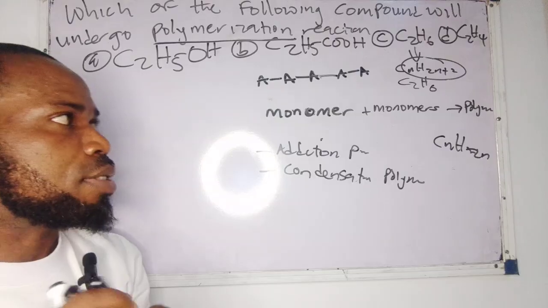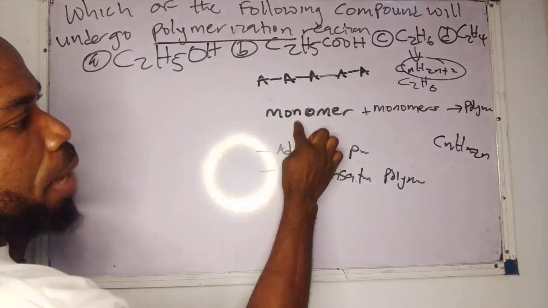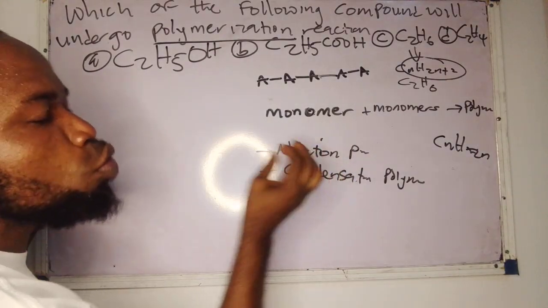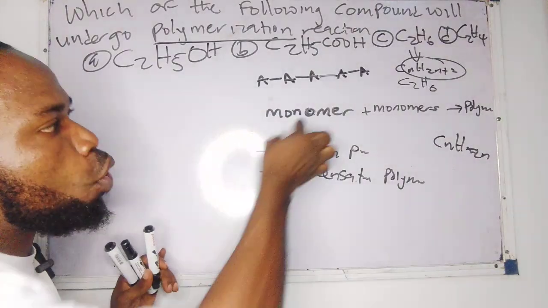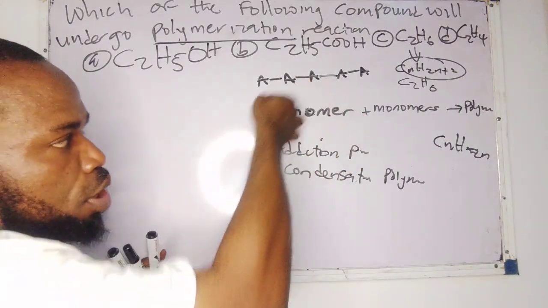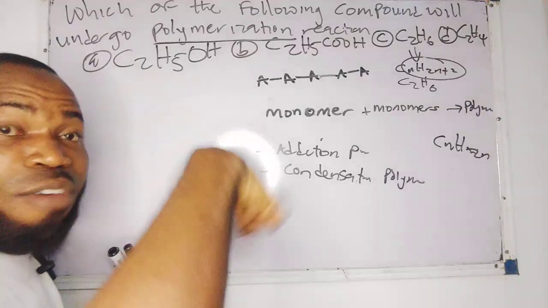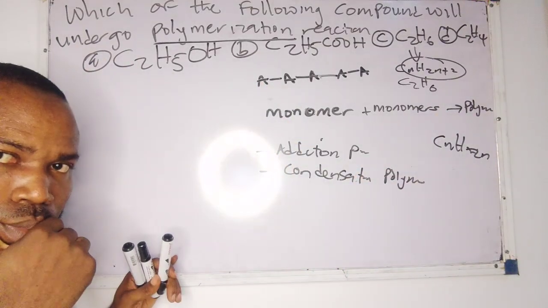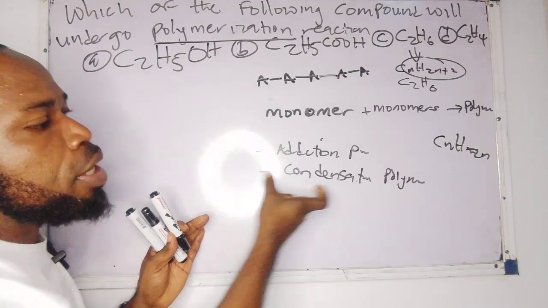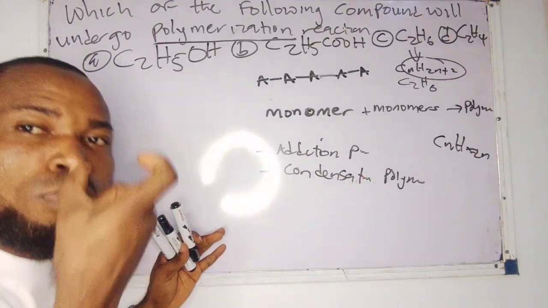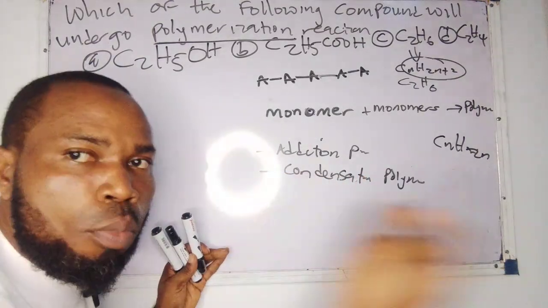Now, what do we mean by that? It means that if I'm adding monomers together, there's no molecule that is removed, either hydrogen or water. All the atoms in the monomers now form the polymer. So no small molecule is removed. Now I'm trying to break it down. But when it comes to condensation polymerization, small molecules are removed, such as water molecules.